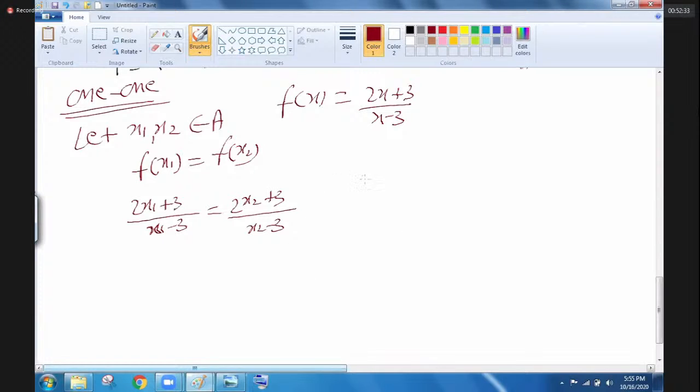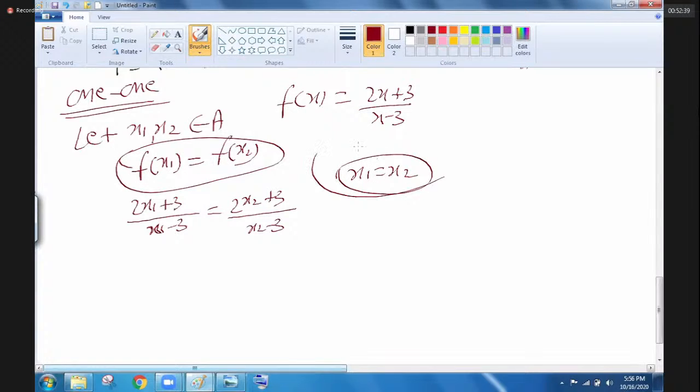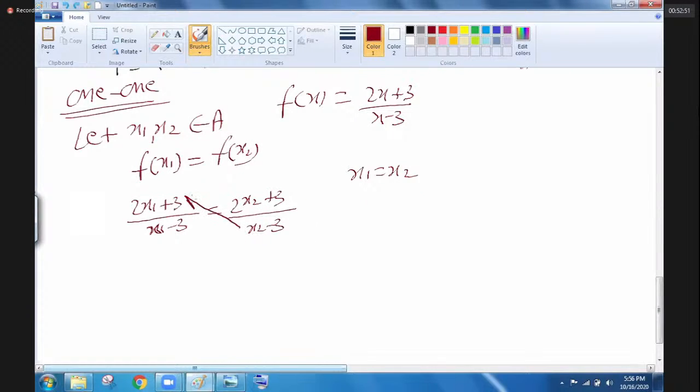Are you getting x1 equal to x2 or not? If their images are equal, those elements should also be equal. This is what we have to check in a one-one function. So please check it out. If you solve f(x1) = f(x2), are you getting x1 = x2 at the end or not? Do the cross multiplication that I'm not doing, solve it, get the answer. Are you getting x1 = x2?